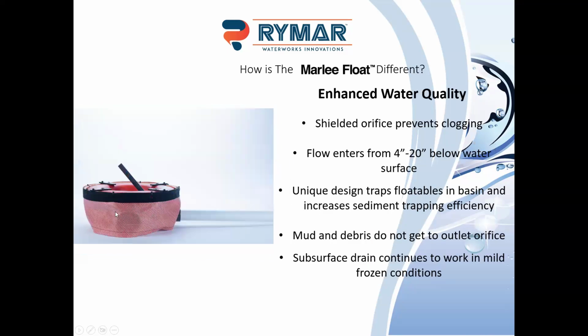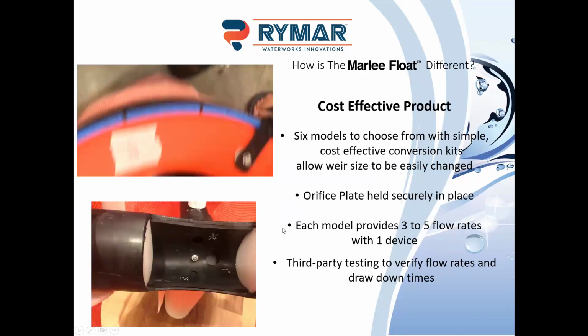Our shielded orifice here prevents clogging. Water comes in under the orifice, so any floating debris stays away from the orifice. Flow goes under this debris guard, depending on the size of the skimmer, 4 inches to 20 inches below the surface, and traps the floatables. It does work in mild frozen conditions. If you get 3 or 4 inches of ice, it's still going to work. If you get up to 6 inches to a foot of ice, it's probably going to freeze there in the basin.